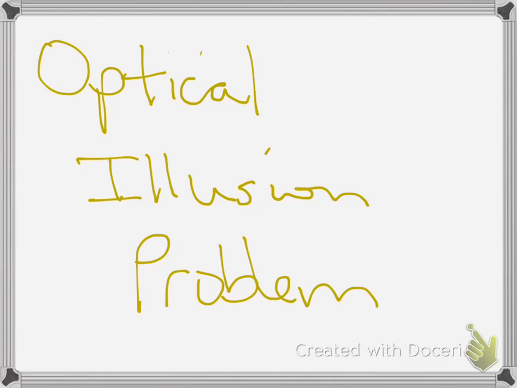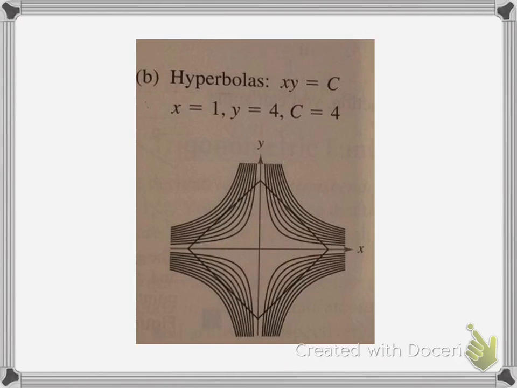All right, so for this optical illusion question that we have here, here's the picture and the family of curves x times y equals c that produces the curved portions of this picture. And the question we have to answer here is: find the value of dy over dx for the given values of x and y.